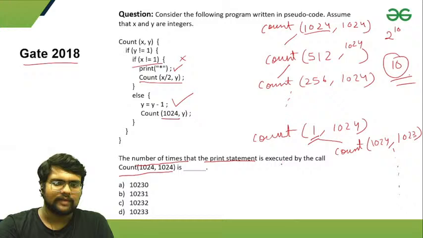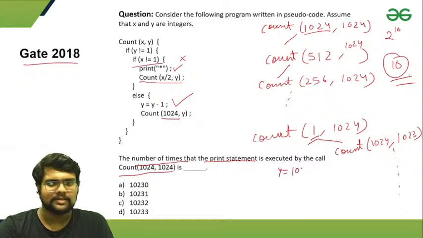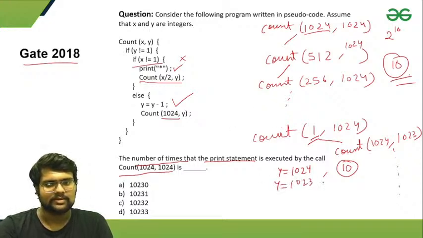So for y equal to 1024, the number of print statements printed is 10, because we are calling this function 10 times. When y becomes 1023, it again calls the print function 10 times. And so on until y becomes 2, so it will again print 10 times.